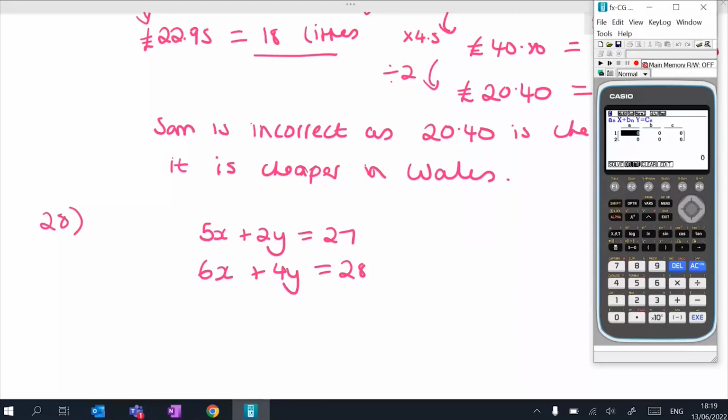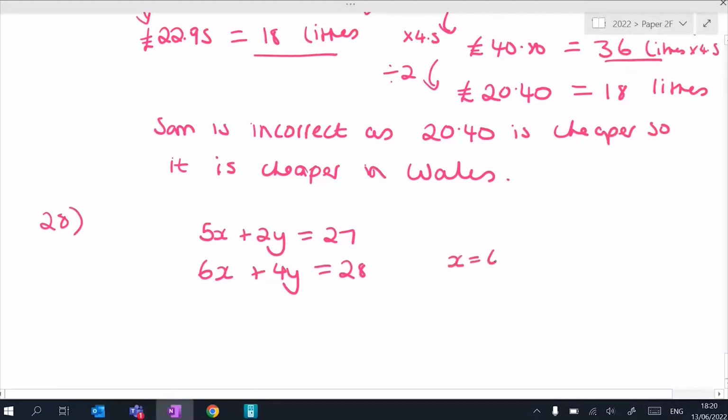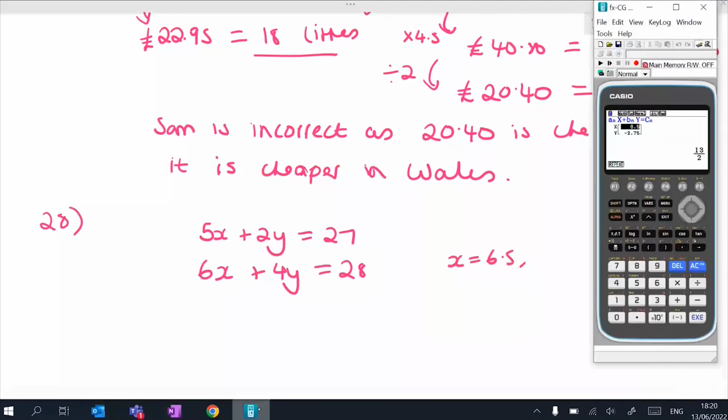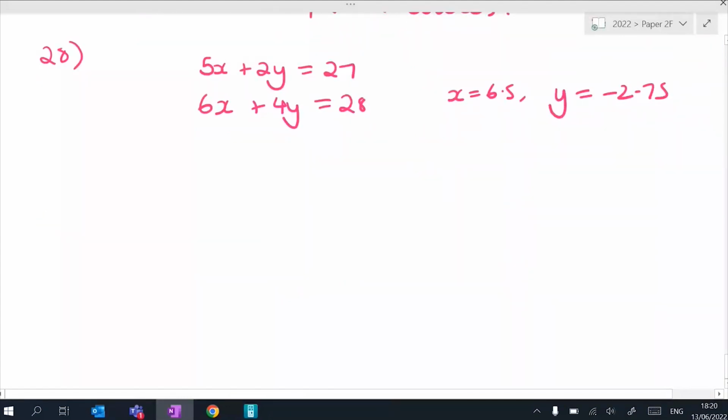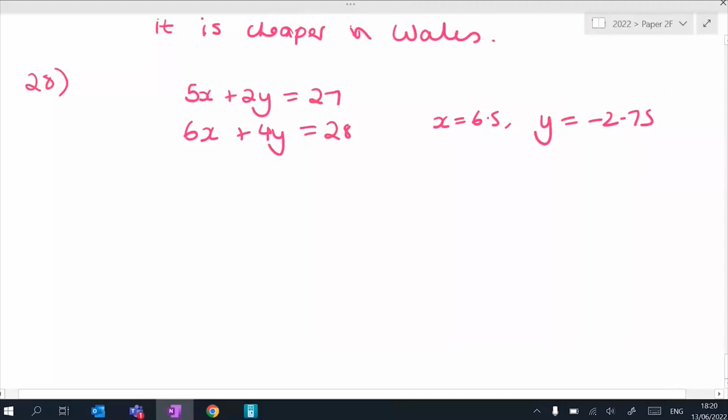Okay, so if you have got a graphical calculator, which you are allowed in the exam, then you can sub in 5, 2 and 27 and 6, 4 and 28. But obviously if you type it wrong and get it wrong, you've lost all your working marks. So we're ending up with x equals 6.5 and y equals minus 2.75. Okay, if you don't have a graphical calculator, I will show you how to do it.